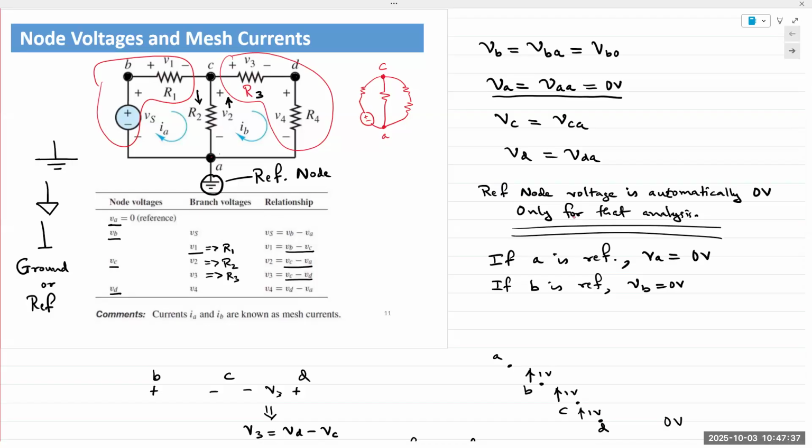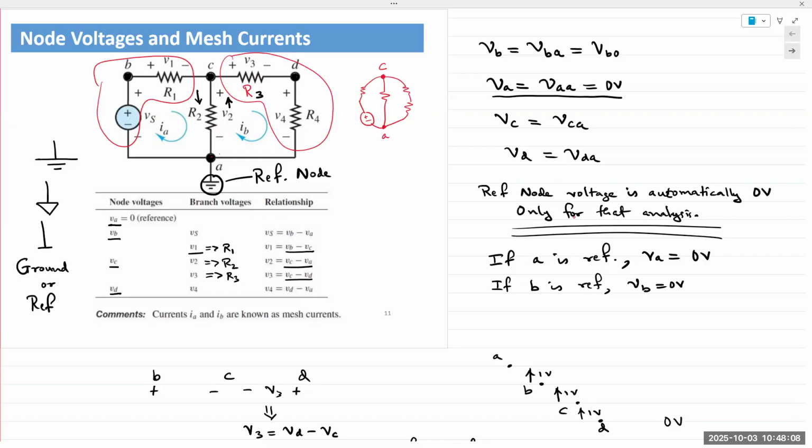Because it forms a closed pathway. Anytime we have a closed pathway in a circuit, that's a loop. Loops are easy to, well, not easy. A loop is a closed pathway, meaning you start at a point, you go around the circuit, and if you are able to return to that same point without going back, then that's an electrical loop.